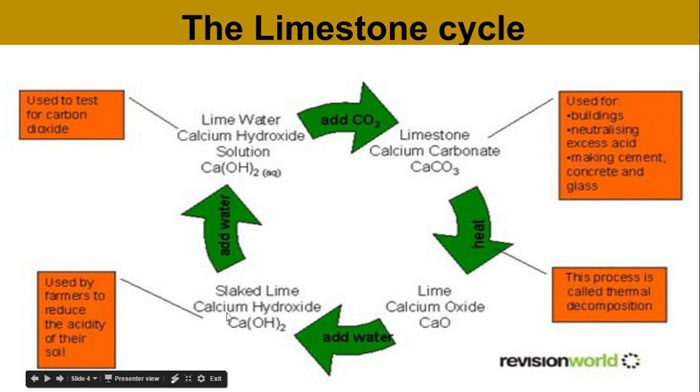Slaked lime or calcium hydroxide, when we add more water, a diluted solution of it is formed, and this is called lime water. It's still calcium hydroxide, the same compound, but it is a solution. And lime water is used to test for carbon dioxide. Lime water is clear, and when we add carbon dioxide, this solution turns milky white because of the limestone that is formed. And limestone is a white solid, calcium carbonate.